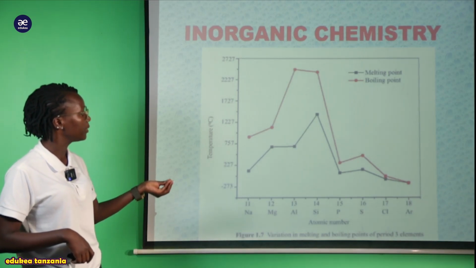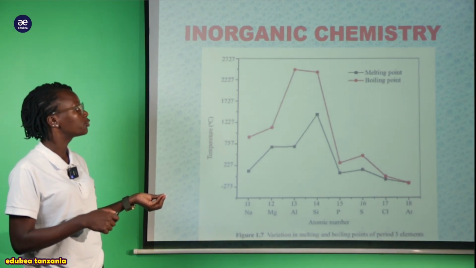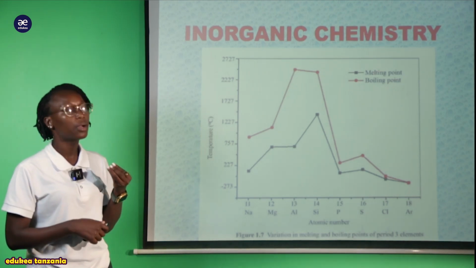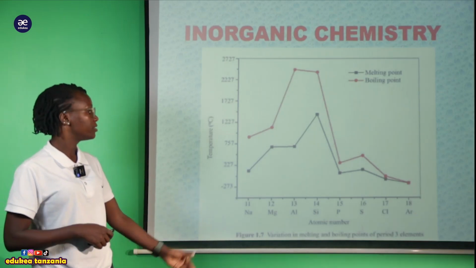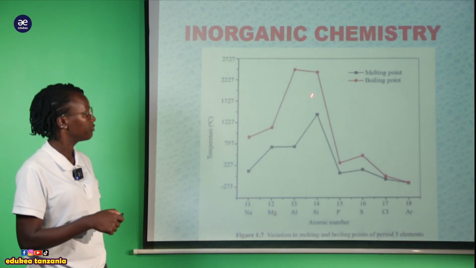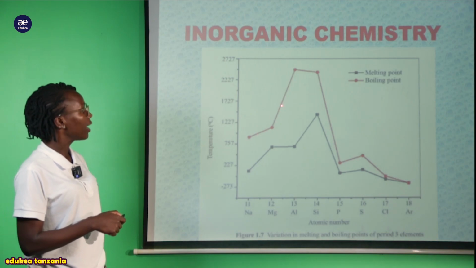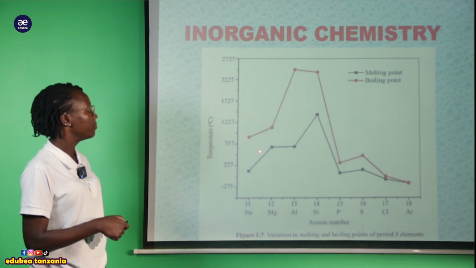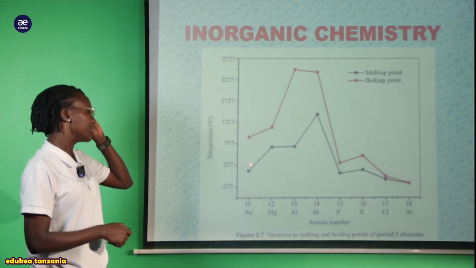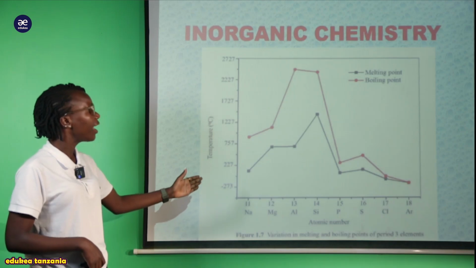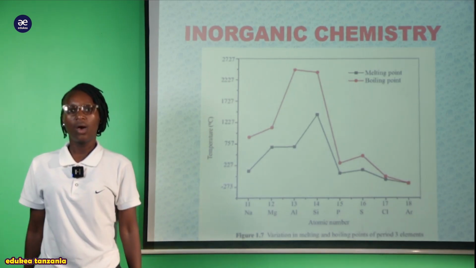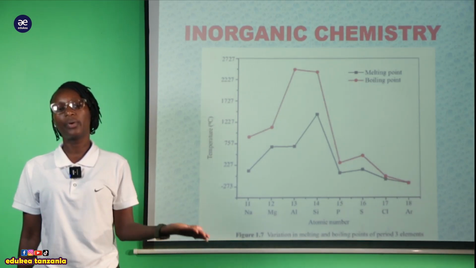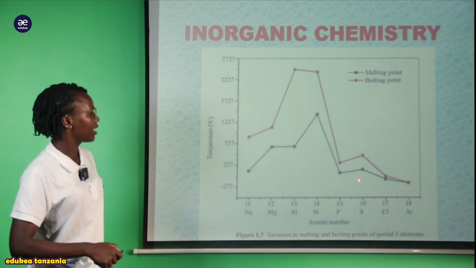And particularly here, you can see this key shows that the red line represents the boiling points, while the black line represents the melting points. And you can see yourself here, the values of the boiling point are higher once you compare with the values of the melting point, which is indicated by the black line here. So now we have to explain why this trend. Why is the melting point always lower once you compare it with the values of the boiling point? Why is this trend like this?